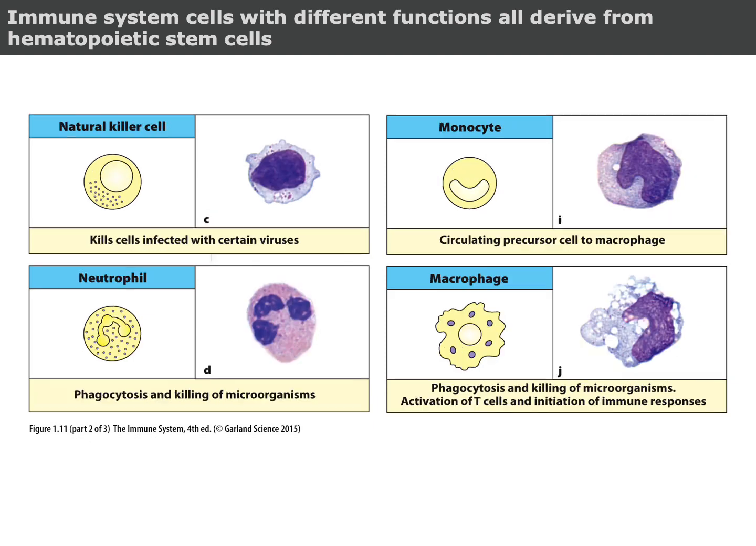Let's look at some more. Over here we have natural killer cells. Natural killer cells are awesome. These are part of the innate immune system, and they can kill cells infected with certain types of viruses. Down below you have a neutrophil. These are important for phagocytosis and killing of microorganisms.